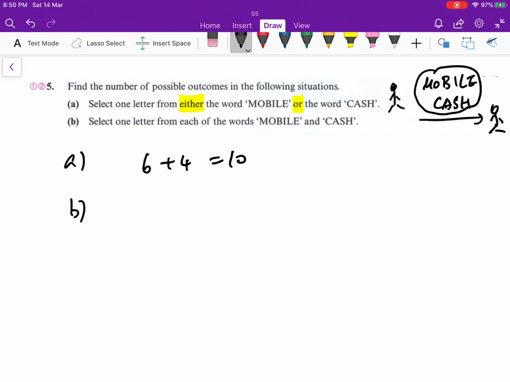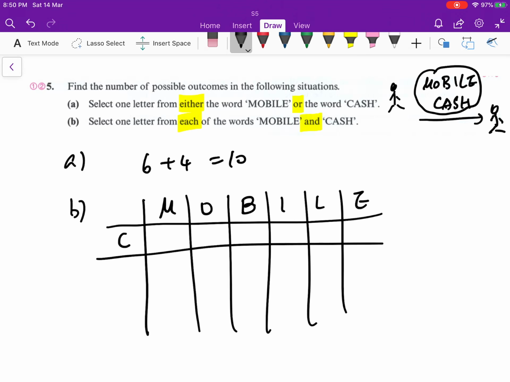But how about the B part? The B part is talking about each of them with and. Can you see that? Each of the words, from mobile and letter, okay? So how can we do it if I use the table, okay? Make sure that you have mobile, so that means you have those 6 different choices, okay? Then of course you still have cash, okay, at the vertical part.